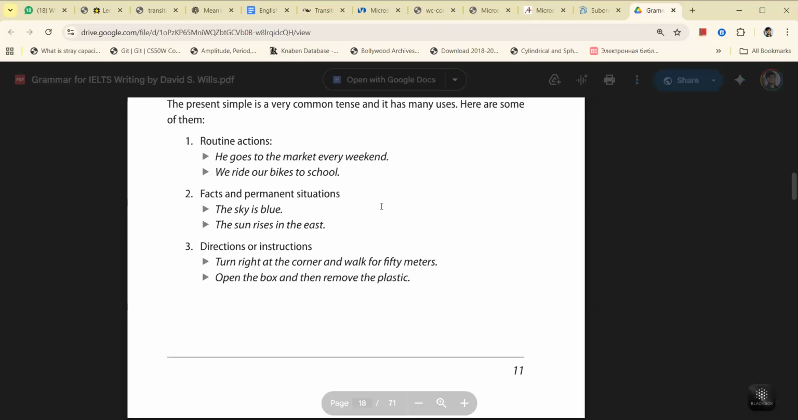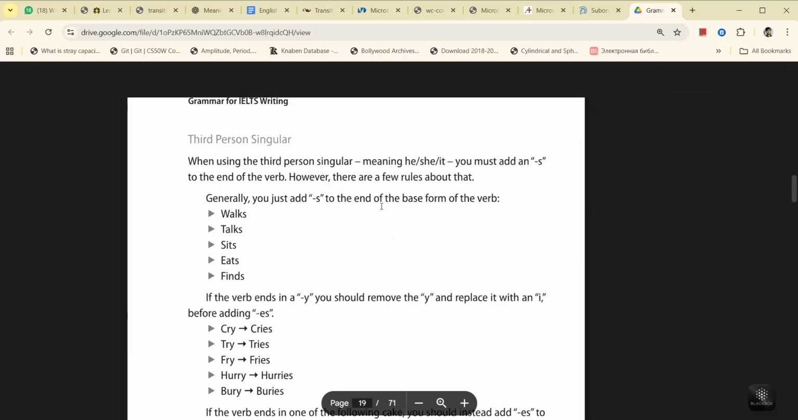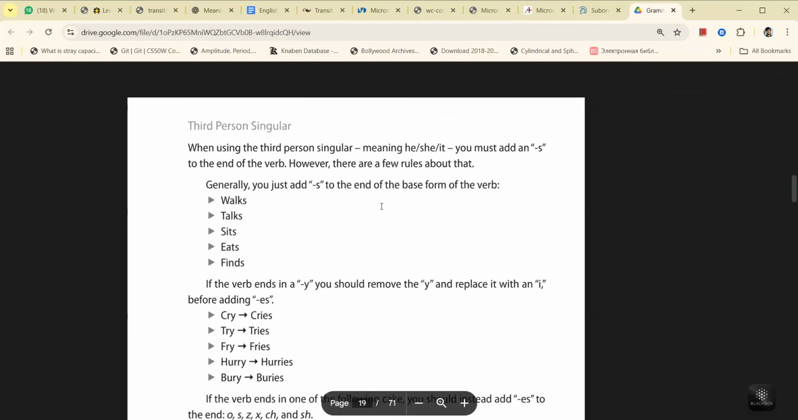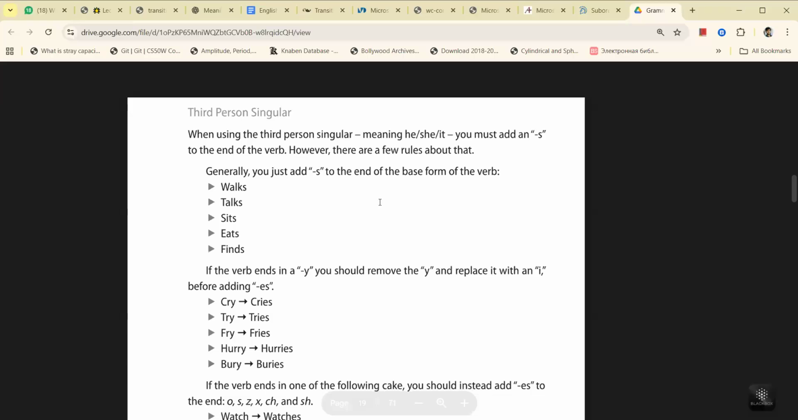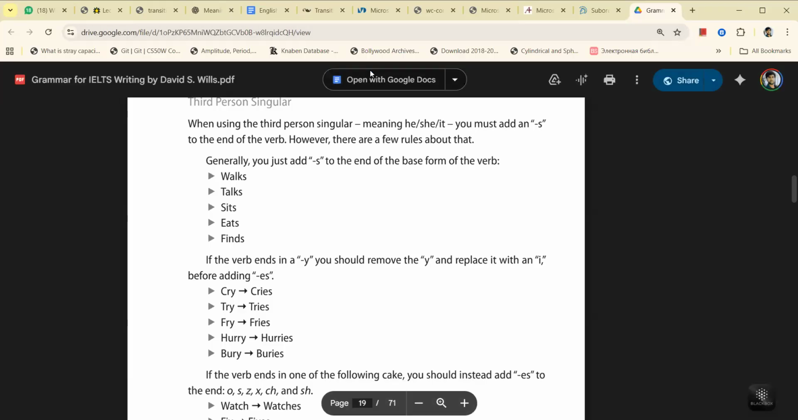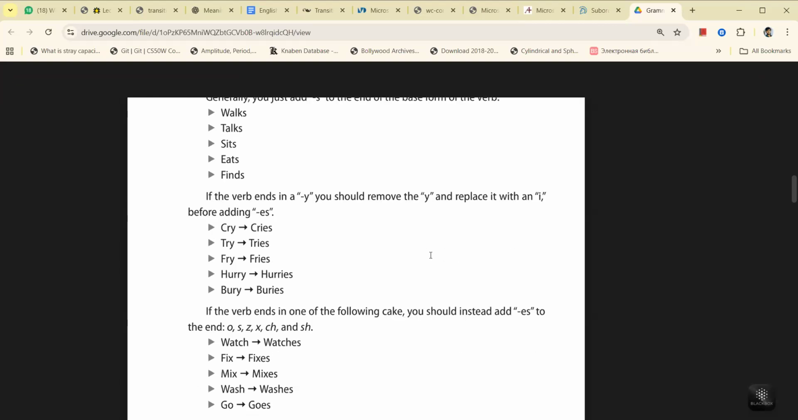Okay. Now let's see: when using the third person singular, meaning he, she, it, you must add an s to the end of the verb. However, there are a few rules about that. Generally, you add s to the end of the base form of the verb, like walks, talks, sits, eats, finds.